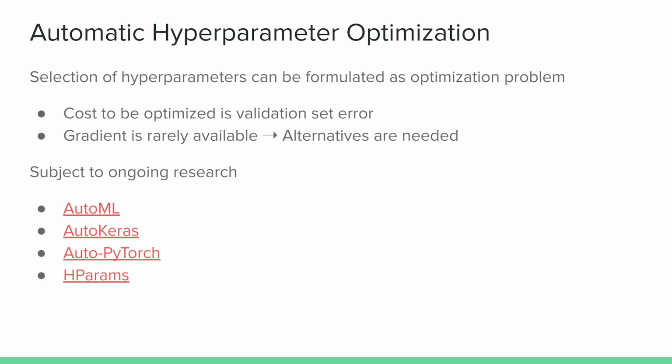However, I recommend you have a look at it. There are some libraries, and it's subject to ongoing research how to improve this. AutoML, AutoKeras, and AutoPyTorch are all libraries where you can definitely run some examples and try it out. Just note that it's extremely expensive to perform this automatic hyperparameter optimization.